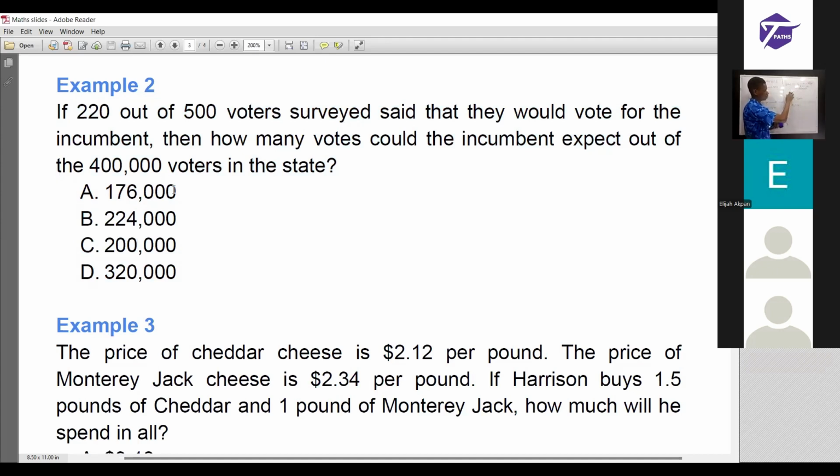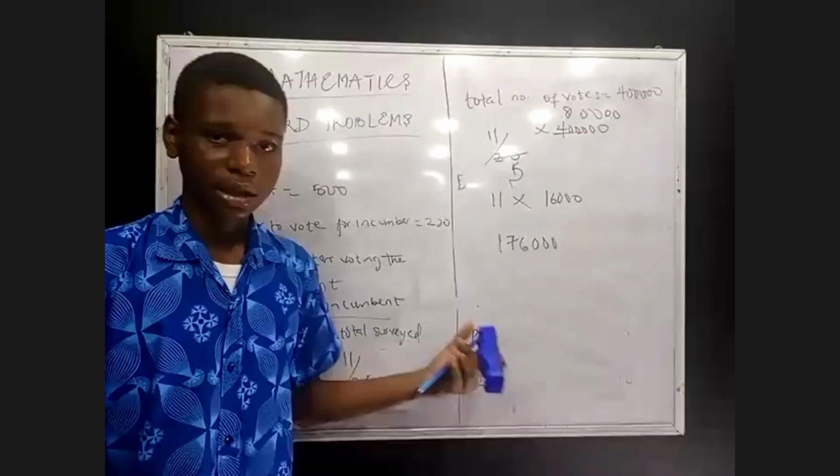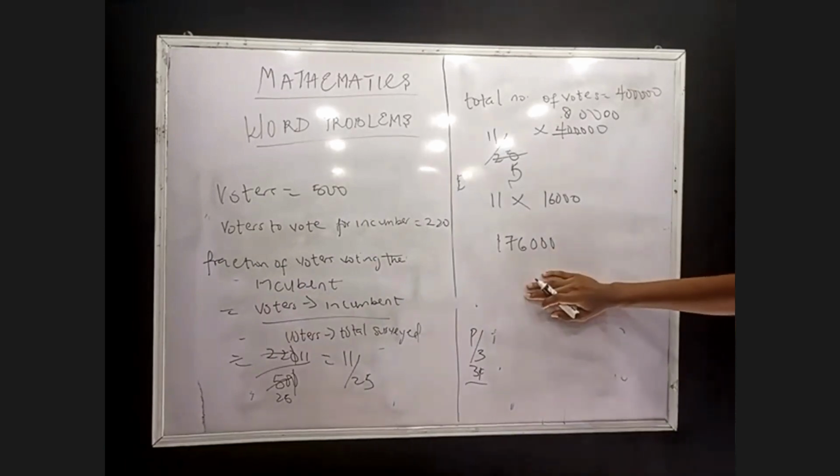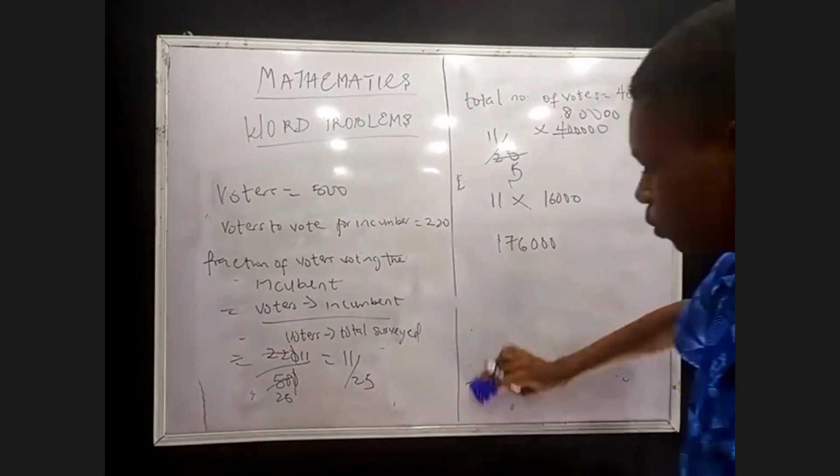How do I get it again? Don't forget, I just did a quick multiplication, 25 and 400,000. I got 16,000 and I multiplied this by 11. So I have 11 times 16,000, 176,000 voters. So in that particular election, the incumbent is going to get a total of 176,000 voters. I hope that is clear.